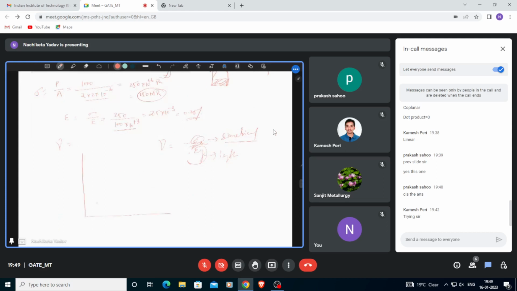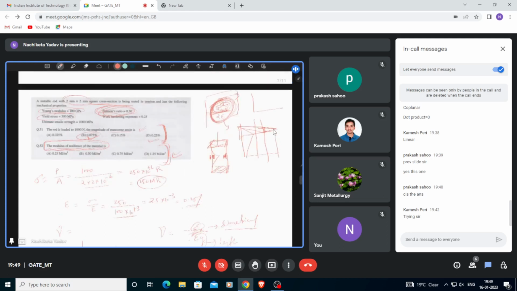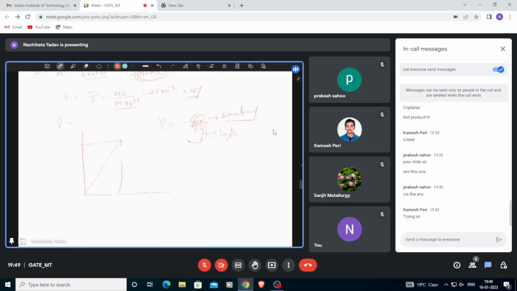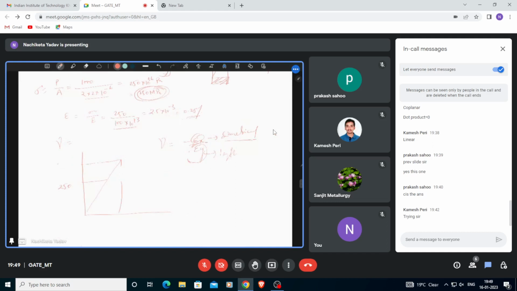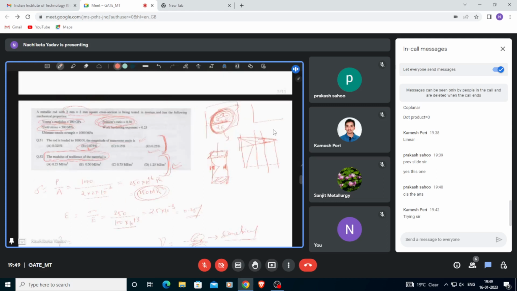For example, this is your yield stress, and if you see, yield stress is 500 megapascal, and here the rod is loaded up to 250 megapascal. So it is loaded up to 250 megapascal, and yield is 500 megapascal, 7 megapascal. And here you have just calculated how much this one is.